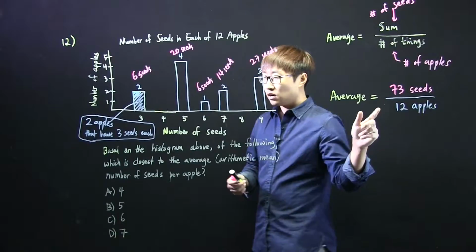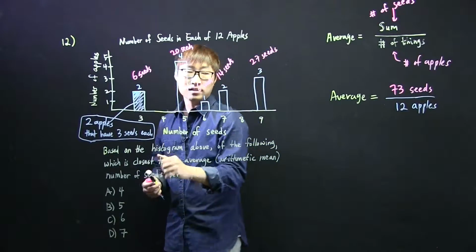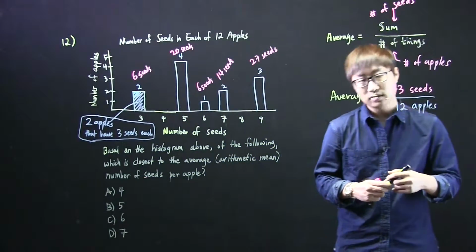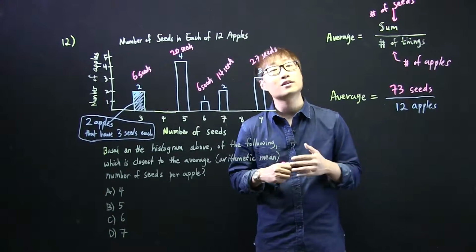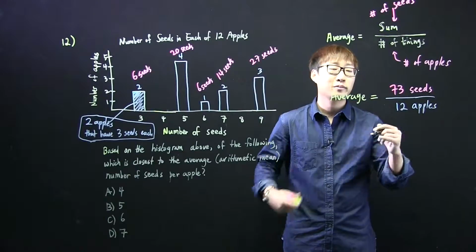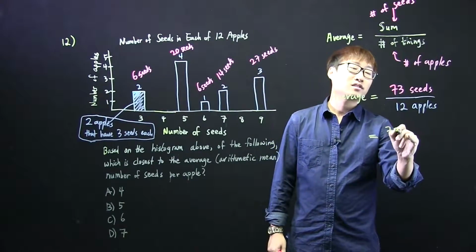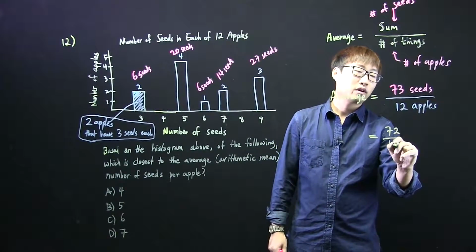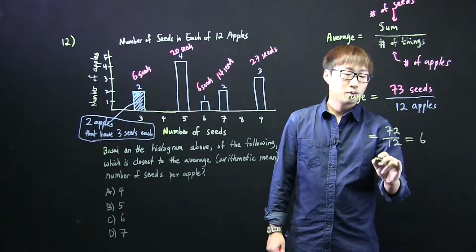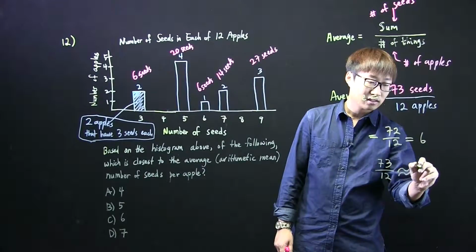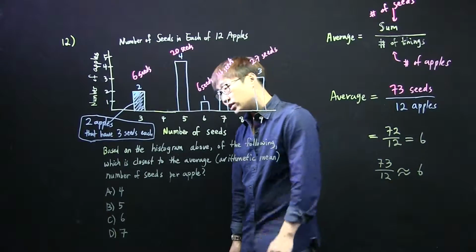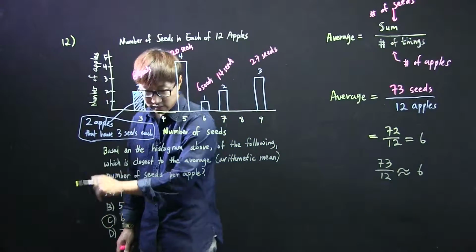We are asked to find the closest number. Well, let's take a look. Once again, you are allowed to use your calculator on this section, so please go ahead and use a calculator, but for the sake of my mental math, I know 72 divided by 12 is exactly 6, which means 73 divided by 12 should be pretty darn close to 6, which leads to answer choice C.